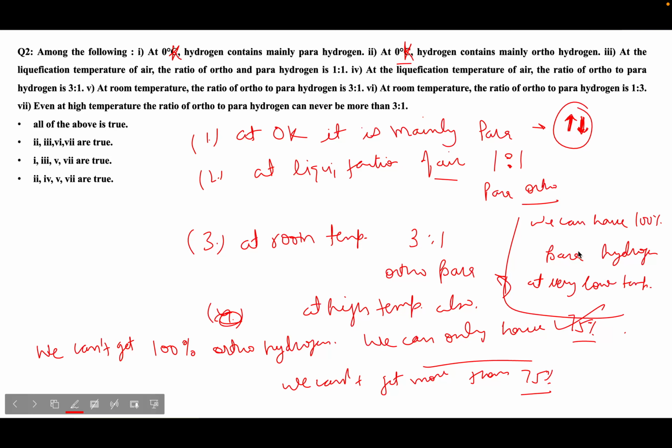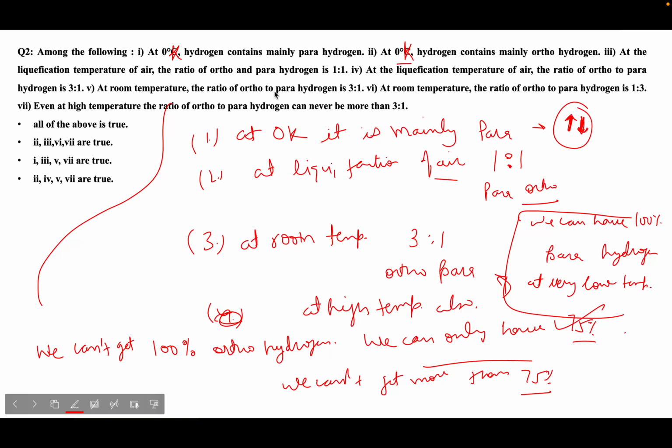So what I want to say is that we can have 100% parahydrogen at very low temperatures, but we cannot have 100% orthohydrogen at any temperature. We can only get 75%. So now we solve this. After having this, we can now easily solve this question. We know the properties, so we can find the correct answers here.